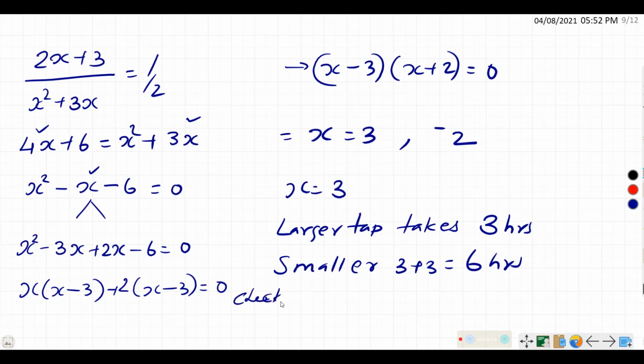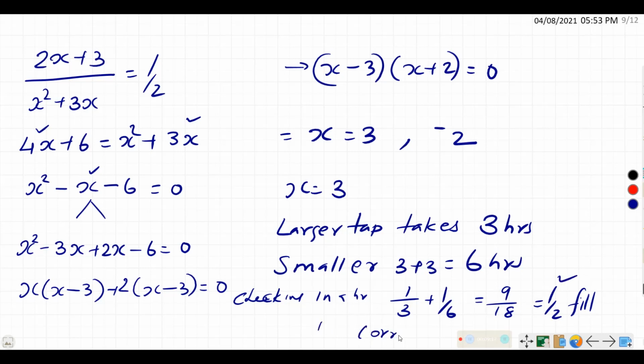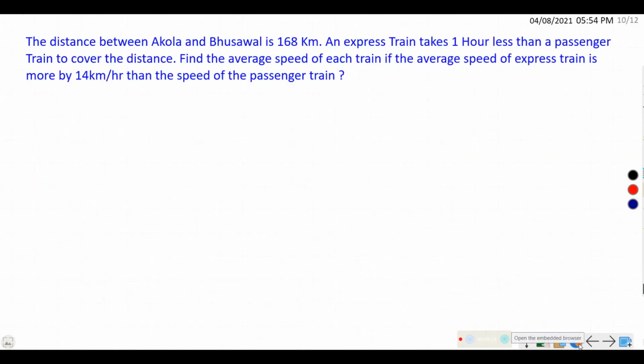If you wish to check the answer, we said that if it is 3 hours, 1 upon 3 will be filled in 1 hour, 1 upon 6 will be filled in 1 hour by both taps together. It will be 9 upon 18, which is equal to 1 upon 2. So this became true that half tank will be filled in 1 hour. That means full tank will be filled in 2 hours. So earlier our assumption 1 upon x plus 3 proved.